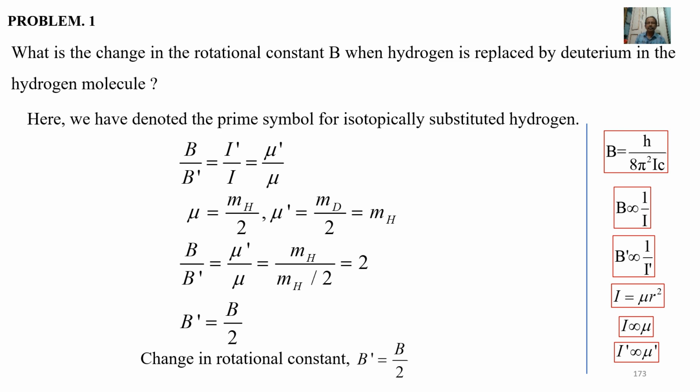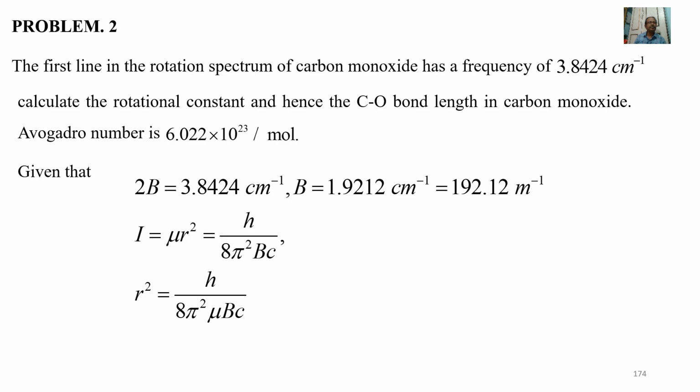Now we'll go for the second problem. The first line in the rotational spectrum of carbon monoxide has a frequency of 3.8424 centimeter to the power minus 1. Calculate the rotational constant, that is B, and hence the CO bond length, which is nothing but R in carbon monoxide. Avogadro number is given as 6.022 into 10 power 23 per mole.